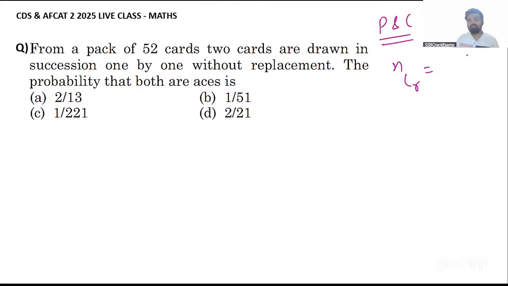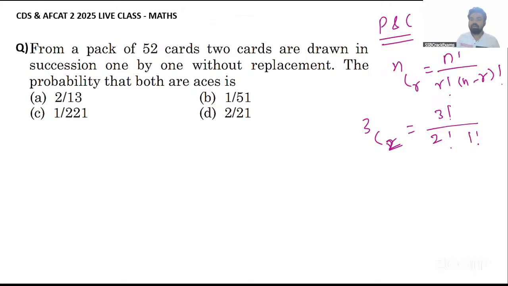So it is n factorial upon r factorial upon n minus r factorial. What is this? This is NCR. So if it is written 3C2, it means 3 factorial is divided by 2 factorial and 1 factorial.